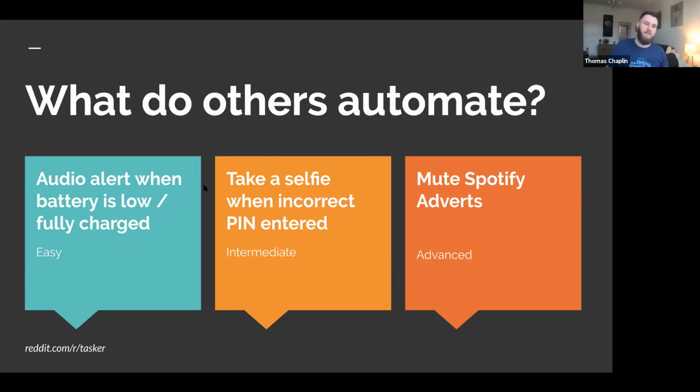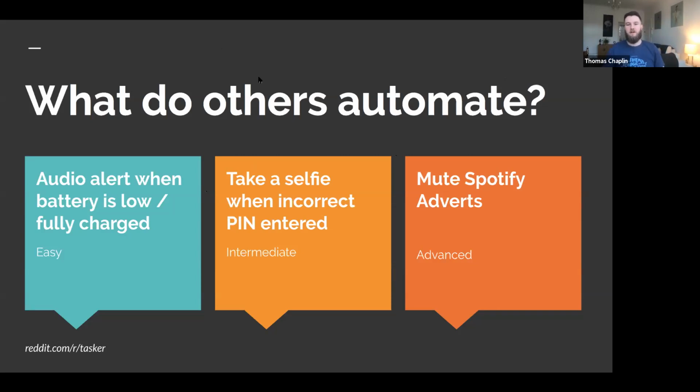And then a more intermediate example of what you can do with it. I don't know how difficult it is to do because I've not done it myself, but it would be possible to take a selfie on the device when an incorrect PIN is entered. So say someone's stolen your phone and they type the password in a few times wrong, you could actually find out who they are, take a picture of who they are and maybe send it to yourself in an email.